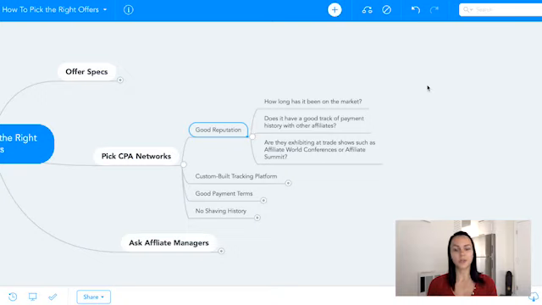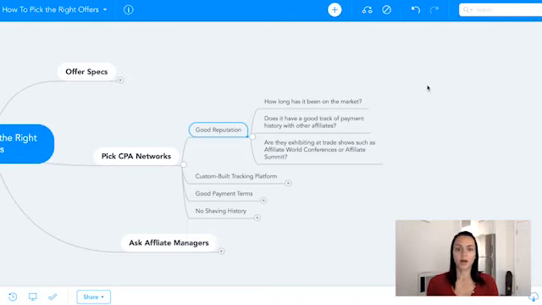And additionally, you want to make sure that the network you work with is exhibiting at trade shows, because that is a true indicator that they are a legit company. They're not going to run away with your money. They're going to help you, and they want to maintain a good reputation. So whoever goes to affiliate conferences or Affiliate Summit, it's an indicator that those are the ones you want to work with.